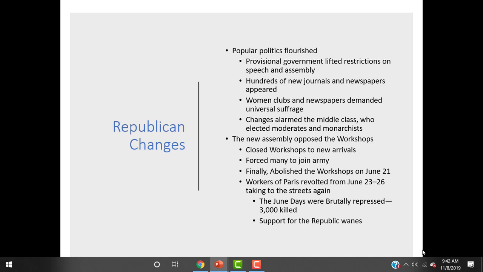So the workers of Paris revolted again, taking to the streets on June 23rd to 26th. Over 3,000 were killed by the military because it was very brutally suppressed. So any support the government had before is going to go down the tubes.